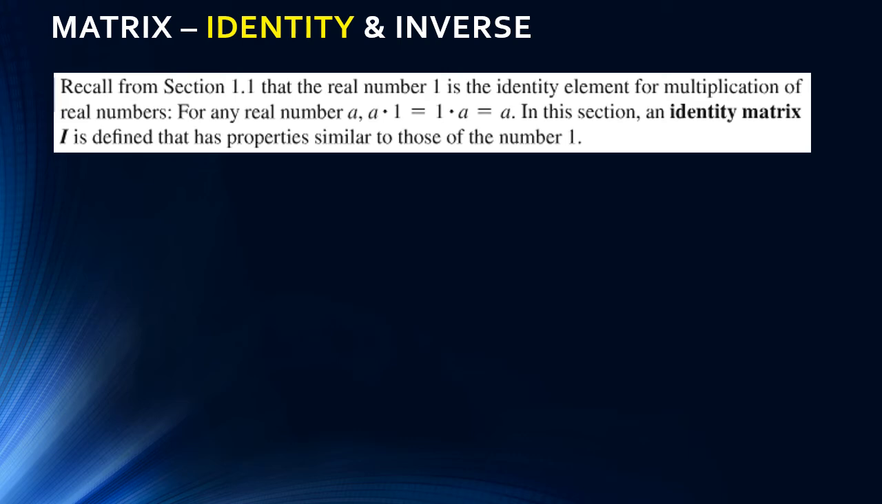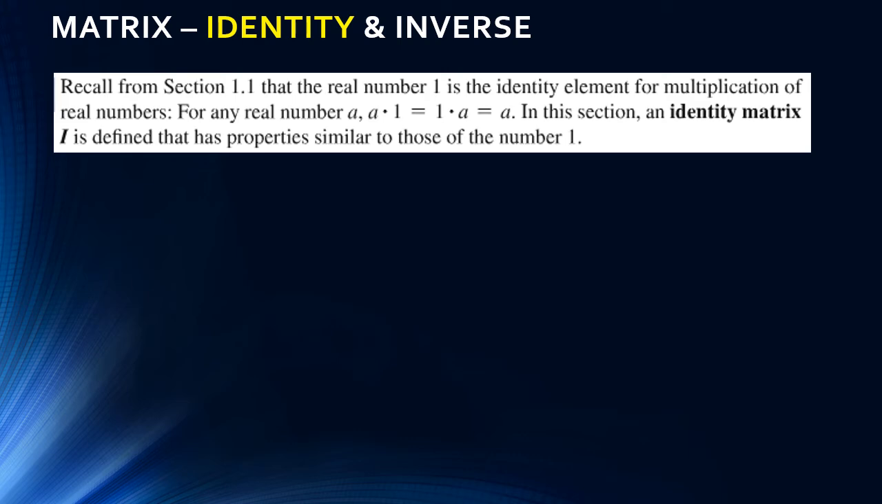All right, identity and inverse matrices. These are very important, and you have to solve some problems using these. Recall from section 1.1 that the real number 1 is the identity element for any multiplication of real numbers. This just says that if you multiply a number by 1, you don't change the identity of that number. 4 times 1 is still 4. So that's why it's called the identity element, because you don't change the value when you multiply. It's the multiplicative identity element.